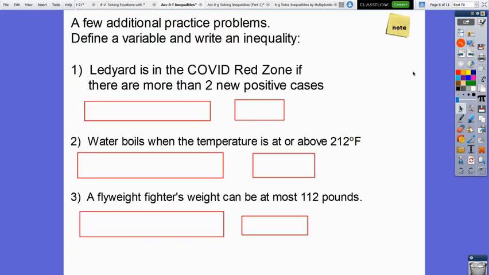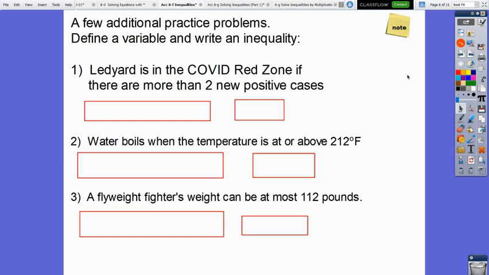All right, here's three more since there weren't any more Got It's in the book. A couple additional practice problems. Define a variable and write an inequality. Number one, Ledyard is in the COVID red zone if there are more than 2 new positive cases in a week. This is actually pretty close to true, which is why we can't get out of the red zone, because we keep getting a lot of positive cases right now.